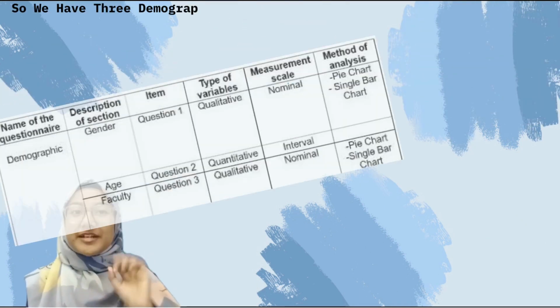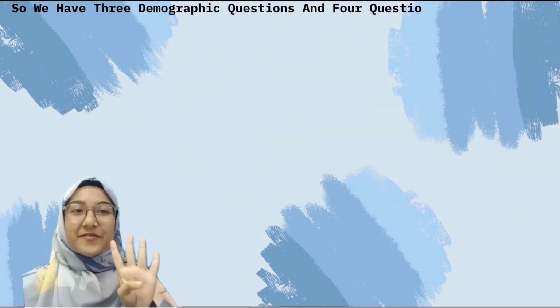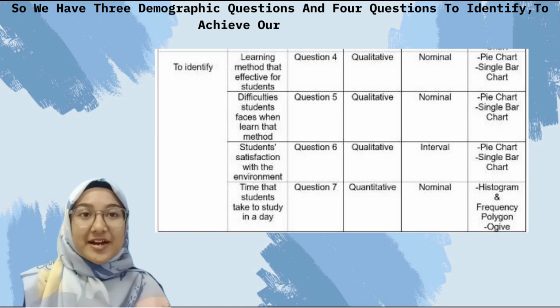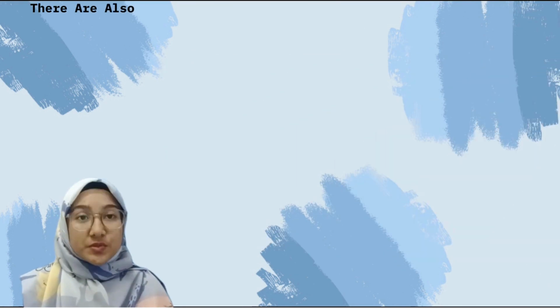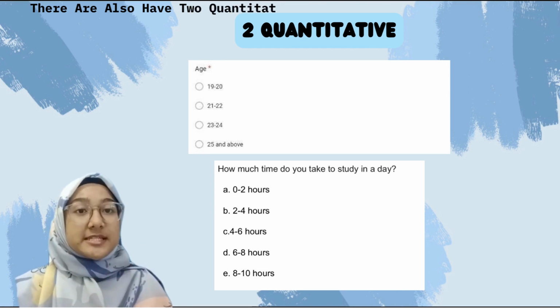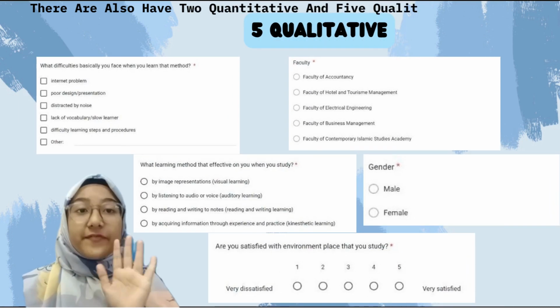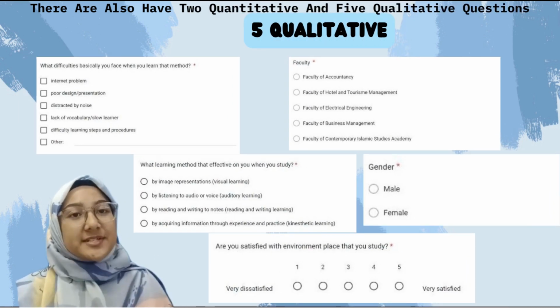So we have 3 demographic questions and 4 questions to identify to achieve our objectives. There are also 2 quantitative questions and 5 qualitative questions.